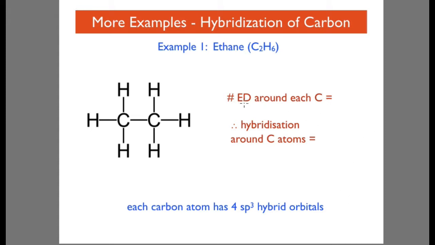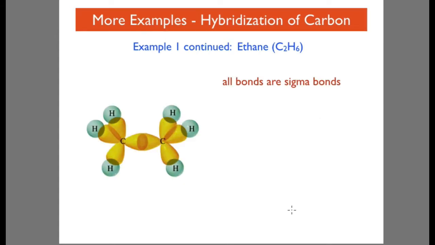How many electron domains around each carbon? 1, 2, 3, 4. Therefore, the hybridization around carbon will be sp3. Each carbon atom has 4 sp3 hybrid orbitals. All bonds are sigma bonds.